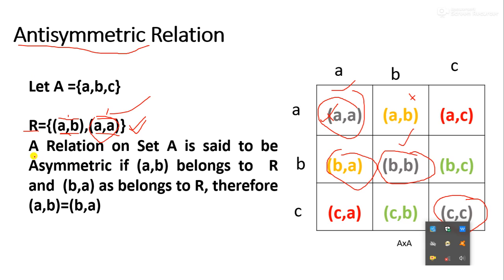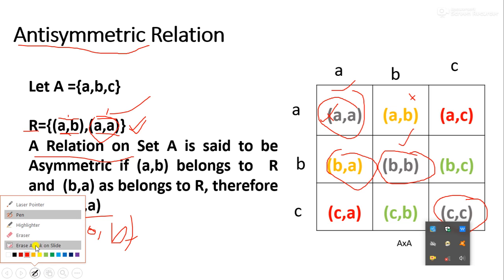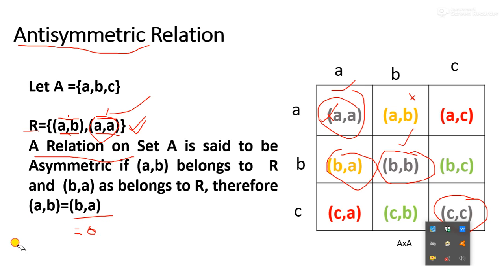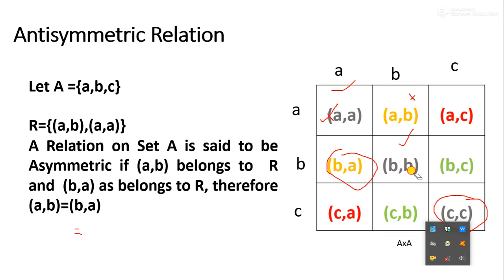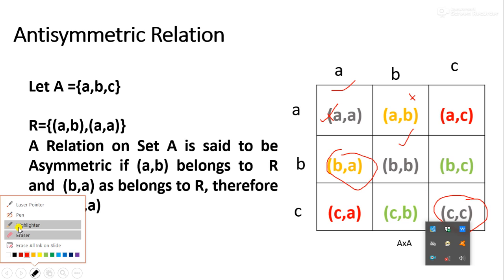antisymmetric. A relation on set A is said to be antisymmetric if AB belongs to R and BA also belongs to R, then A must equal B. That means we allow the diagonal pair, because when AA is equal to AA, that is how we can say it in a simple way. So an antisymmetric relation is nothing but a relation where we allow the diagonal elements but not symmetric elements.